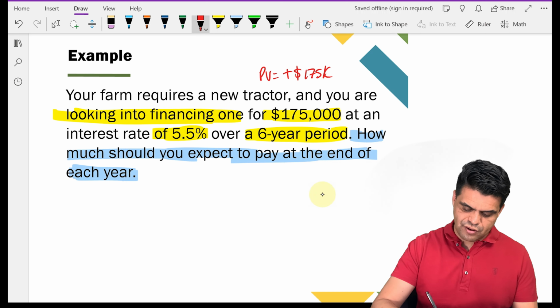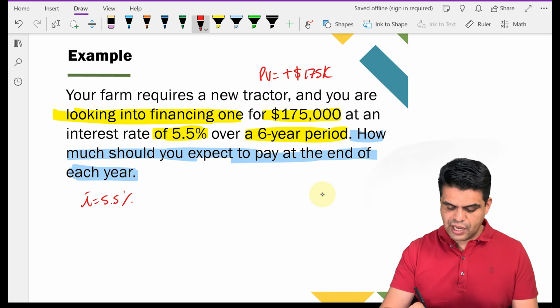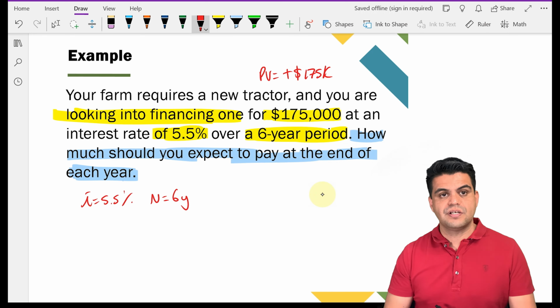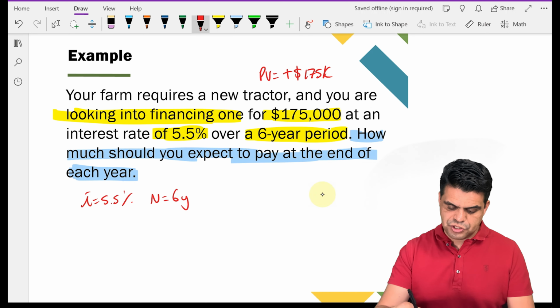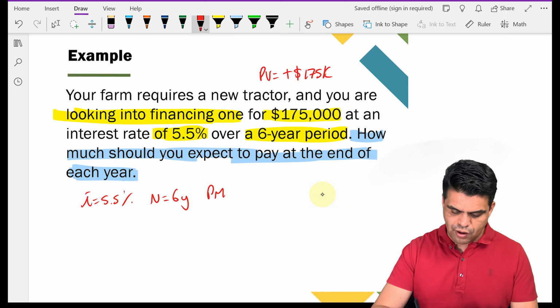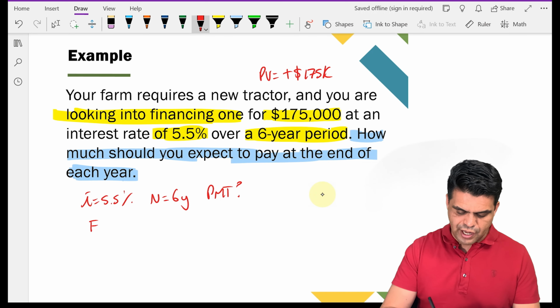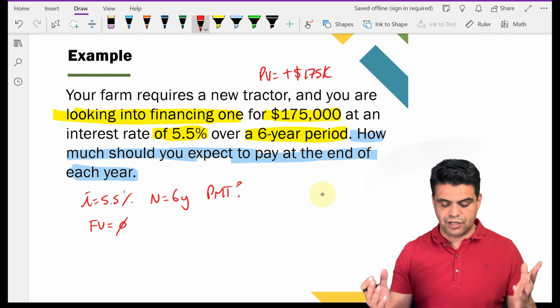Okay, we have our interest rate of 5.5%, and we have our time period of 6 years. So this is asking, how much should you expect to pay? So it's asking about our payments. Now keep in mind that future value, because this is a loan, will always go to zero. We're going to pay off the entire loan.